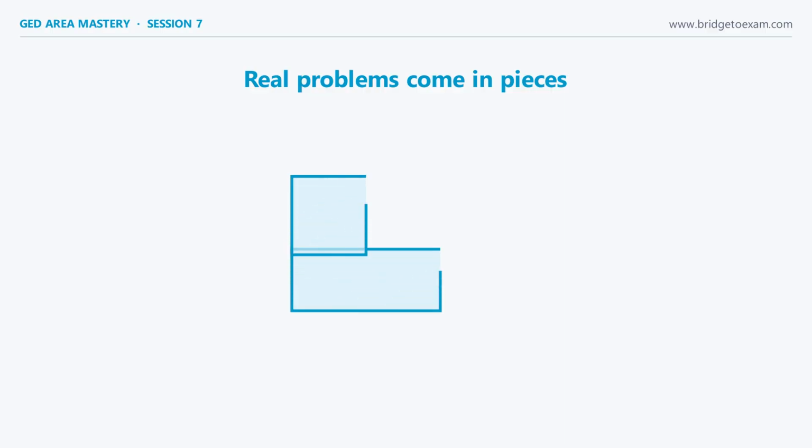Welcome to Session 7. Until now, every problem handed you one shape and one formula. Real GED questions rarely do. They give you an L-shaped floor, a wall with a door, a yard with a shed. There is no composite formula, and that's the point.